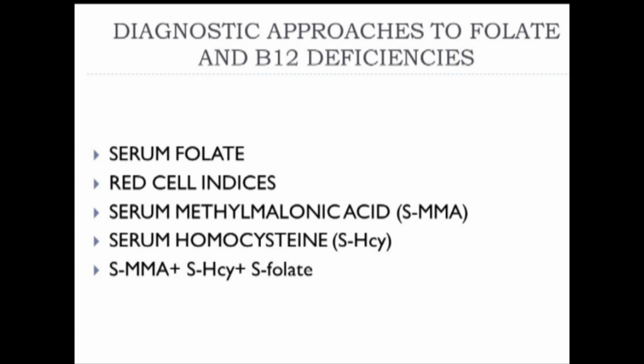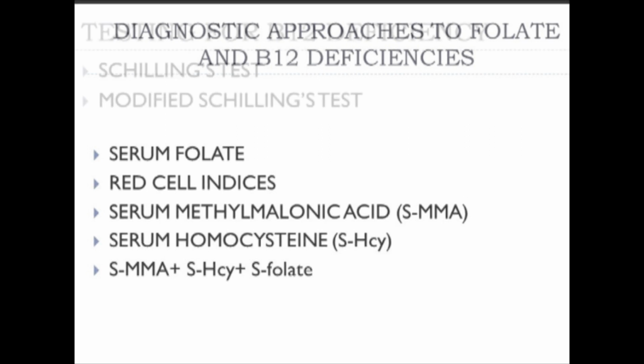On the other hand, if serum folate levels are below the critical cutoff of 3 micrograms per liter, and if serum homocysteine is elevated, and serum methylmalonic acid is normal, then we're looking more than likely at a folate deficiency. If, on the other hand, the serum methylmalonic acid and the serum homocysteine are elevated, and the serum folate is below that critical cutoff, we might be looking at both B12 and folate deficiency.